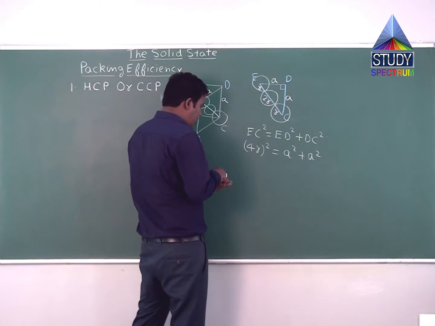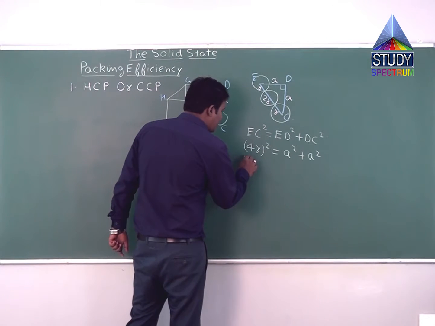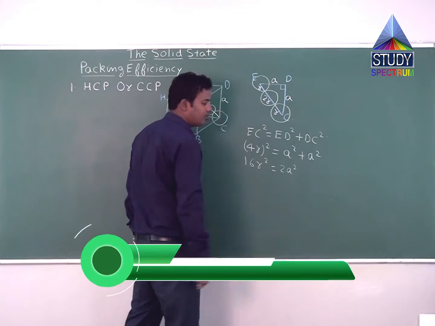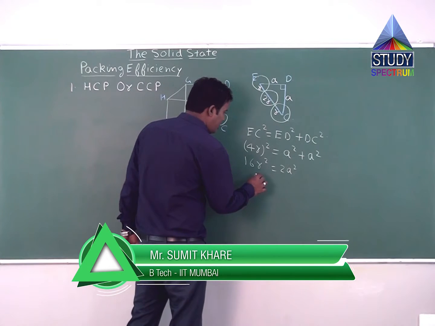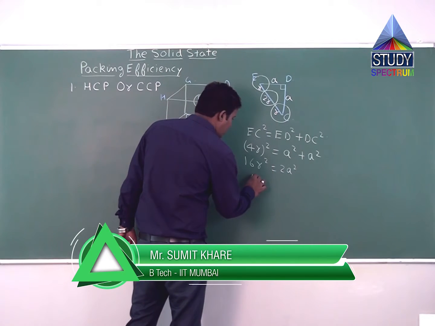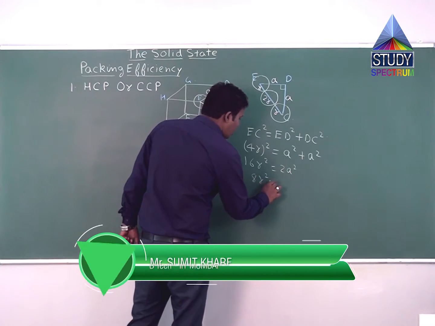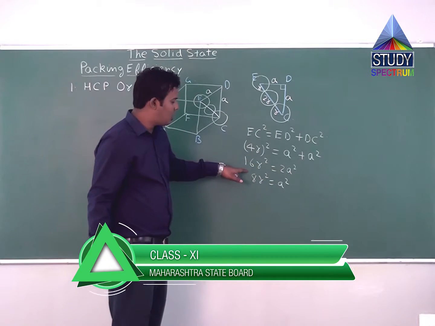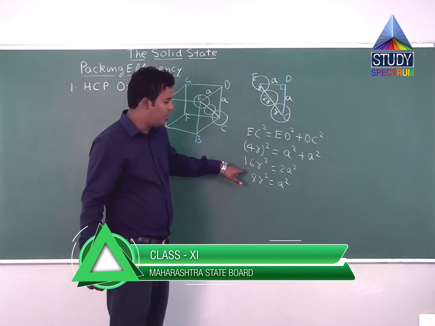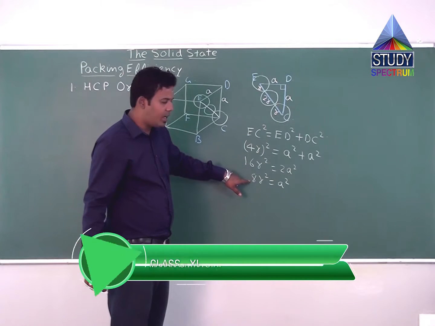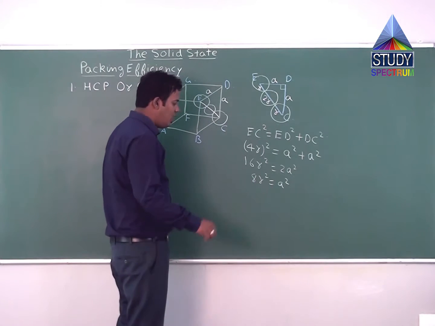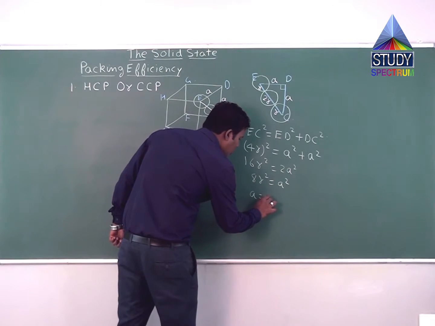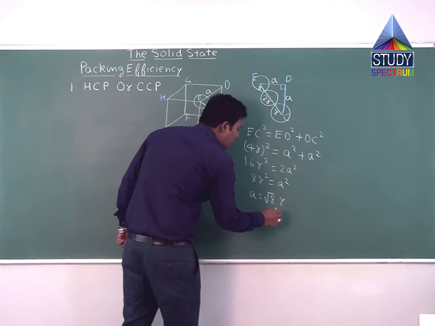Now if I try to solve this, it becomes 16r square is equal to 2a square, correct, or in short it will become 8r square is equal to a square. How? If I bring 2 below the 16, then 16 divided by 2 is 8. So a square is equal to 8r square. If I take the root of this equation, it becomes a is equal to root 8 into r.